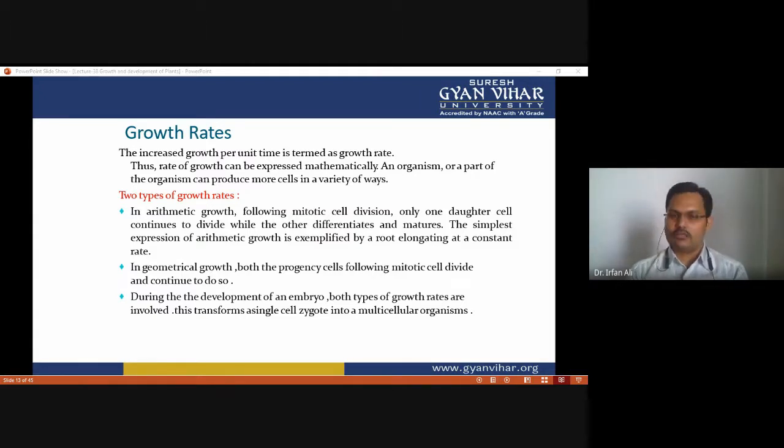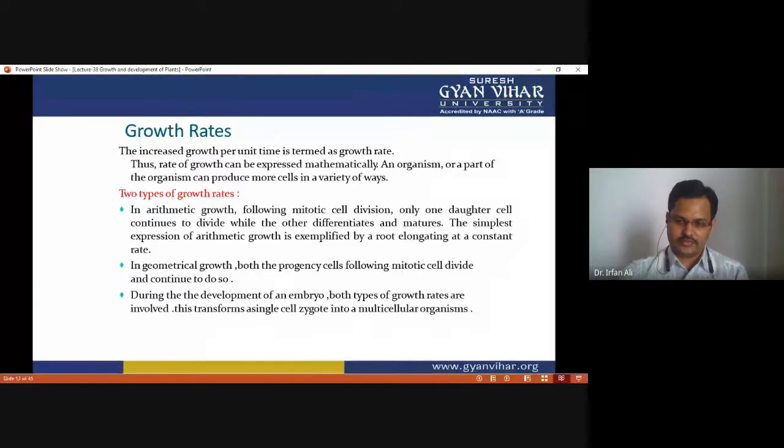During the development of an embryo, both types of growth rate are involved. This transforms a single-cell zygote into a multicellular organism. So you have to see a single cell convert into the whole plant, the whole organism, by the use of these two kinds of growth.